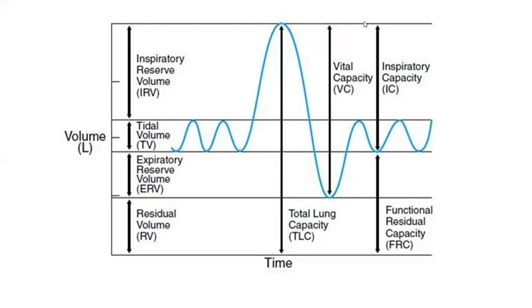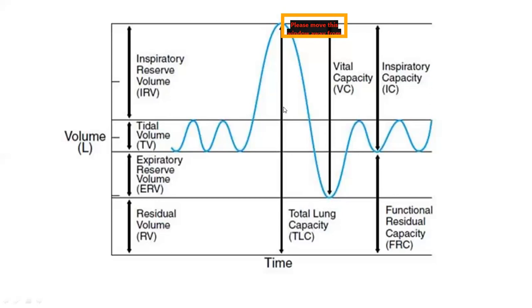And what is vital capacity? If we inspire maximally, this is the point, inspire maximally. After maximal inspiration, the amount of air exhaled as much as you can is called vital capacity. If the patient exhales this air slowly, this is called slow vital capacity. And if the patient exhales this air forcefully, this is called forced vital capacity.